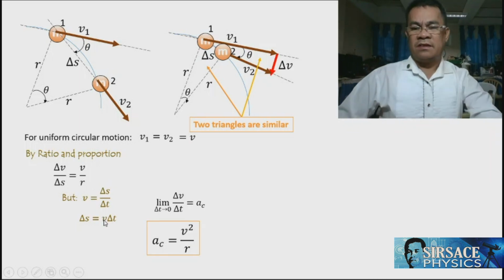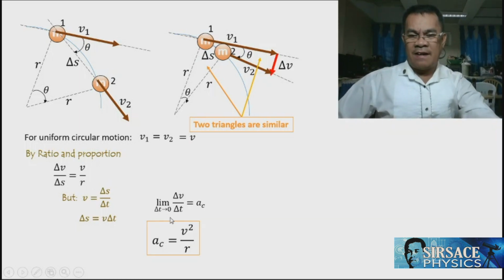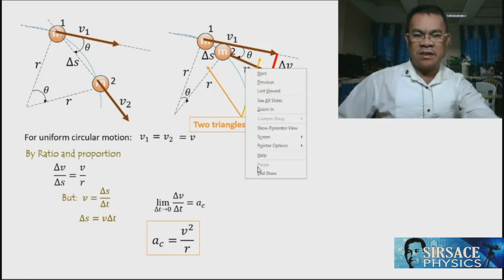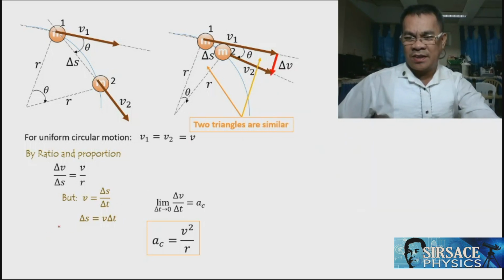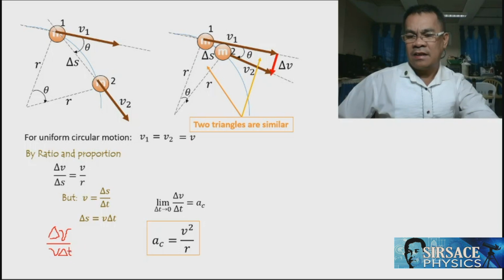Okay, so take note in the opposite side, we come up with what? We come up with delta V over delta T. But there's a missing line. So in this case, let's try to do it this way. Substituting delta S, delta V divided by delta S, but delta S is V multiplied by delta T. Okay, this is it. This one, substitute it here.